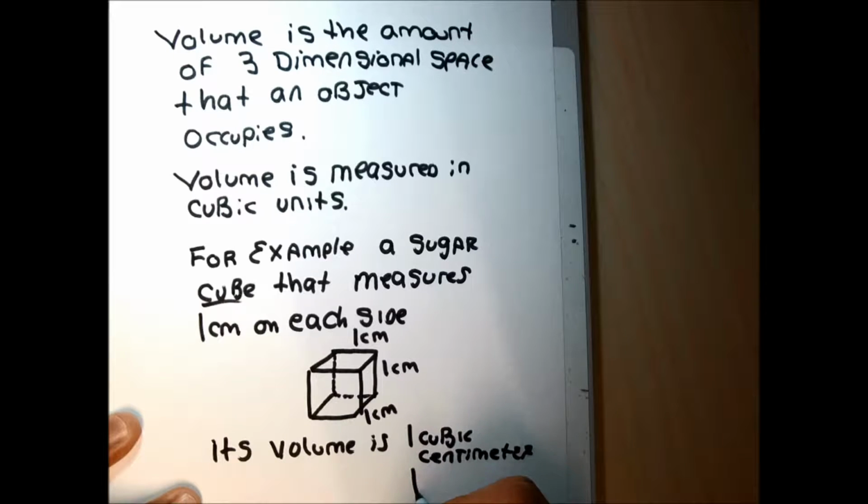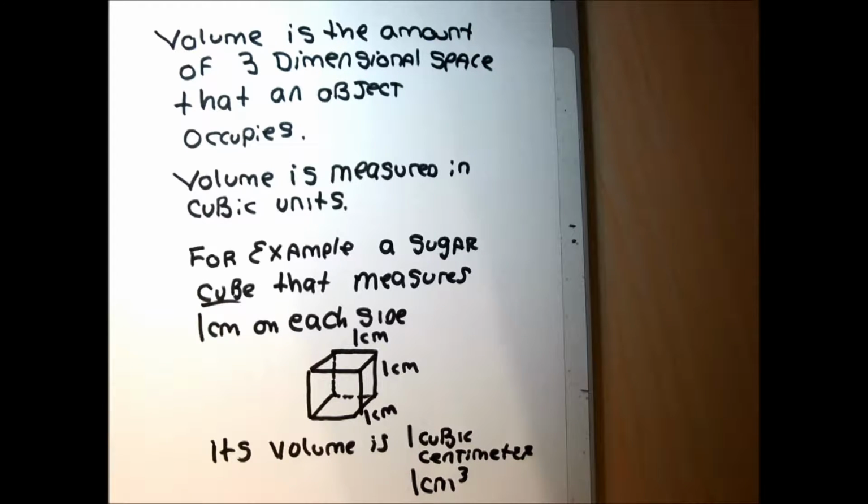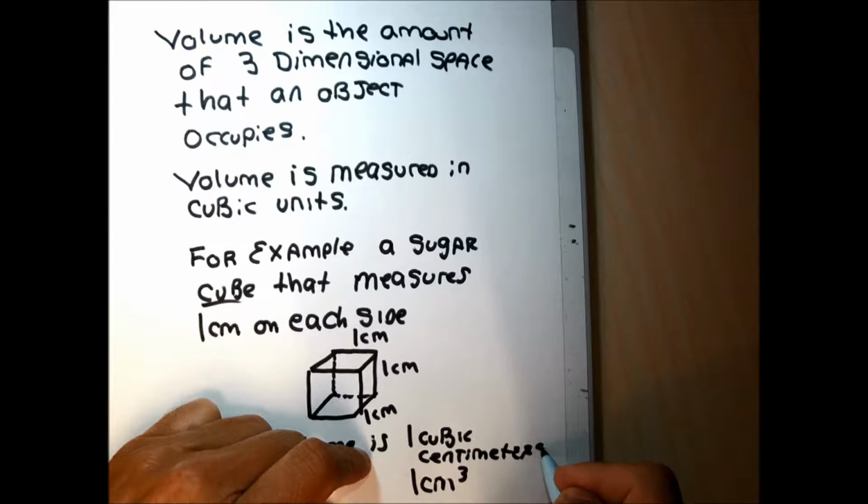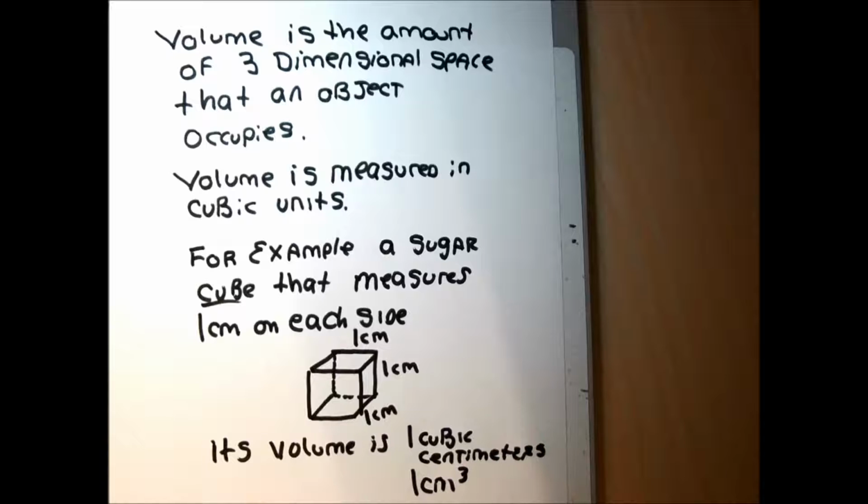And we might write that as 1 cm cubed. So when we're asked to find the volume of an object, our units have to be in cubic units. And essentially, when we're finding the volume of a three-dimensional object, we're trying to figure out how many cubes it will take to fill that object up. How many 1 by 1 by 1 cubes it'll take to fill that object up. And that's kind of where my write-up starts.